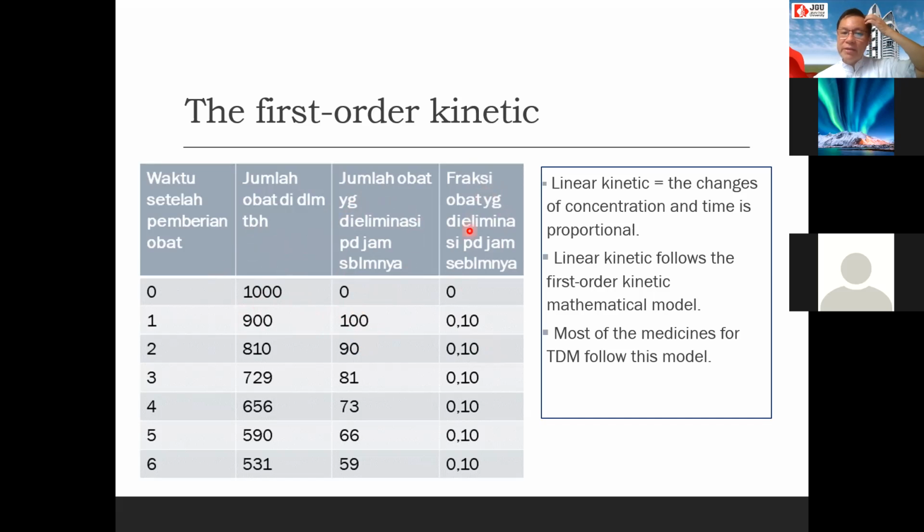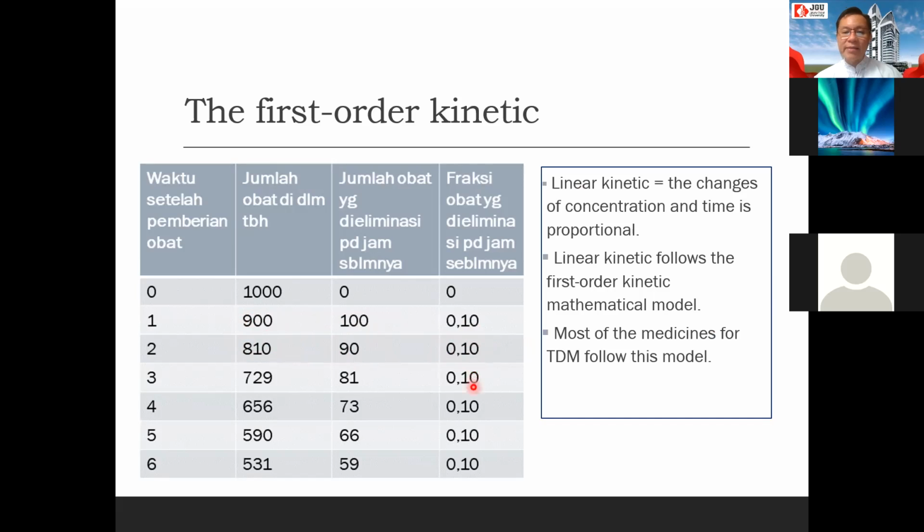So what is the fraction being eliminated? 0.1. Then from here, 100, 0.1, another 0.1 fraction being eliminated. So from 900, 10% is 90. So from 90, the balance is now 810, and again 0.1 or 10%.